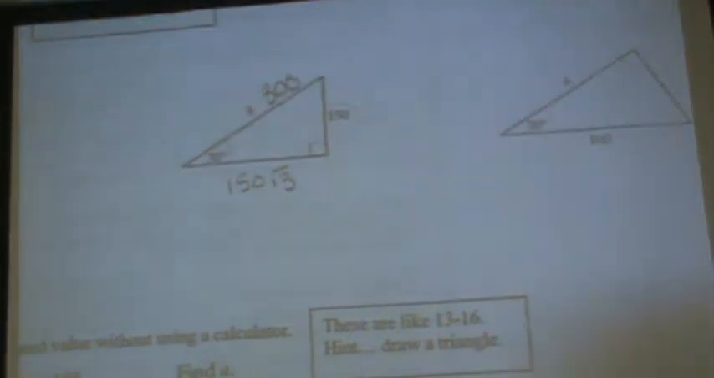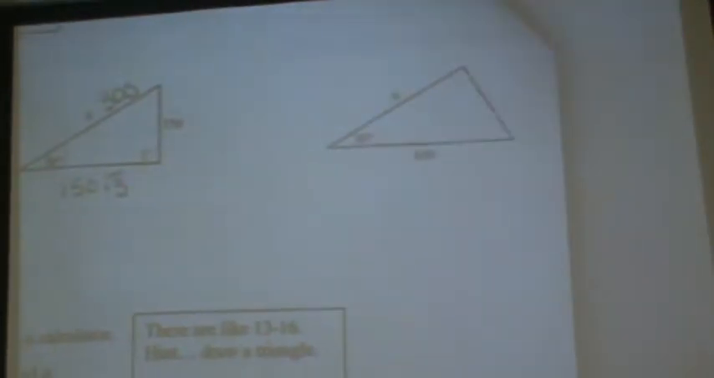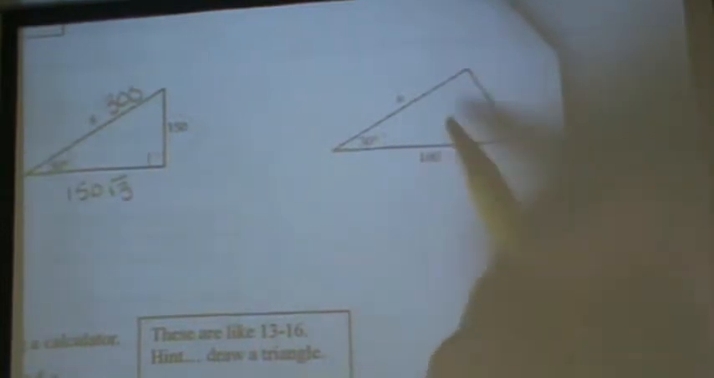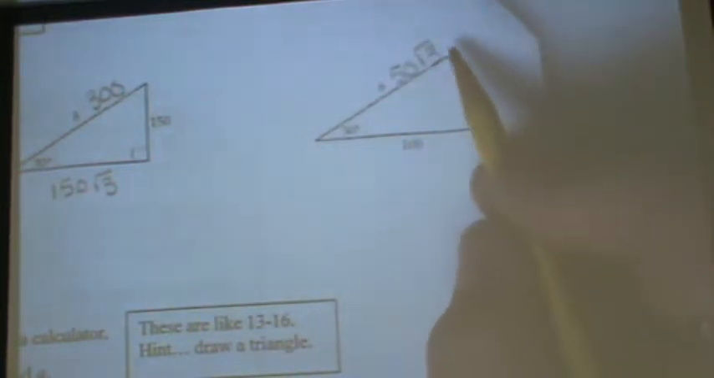150 root 3. And the last one. We're looking for our longer leg. So that's half of our hypotenuse times root 3. So it's 50 root 3. And our shorter leg is just 50. It's half of the hypotenuse.